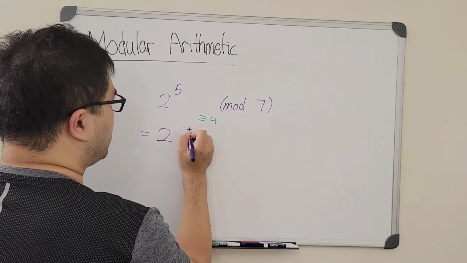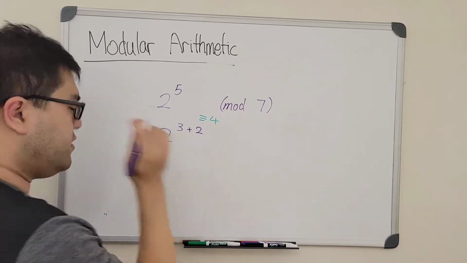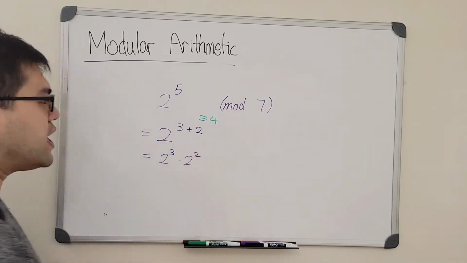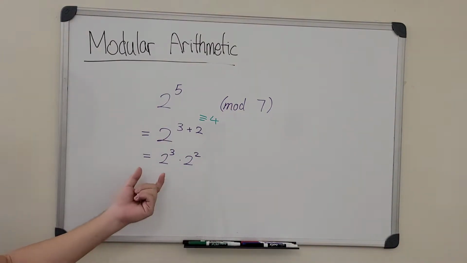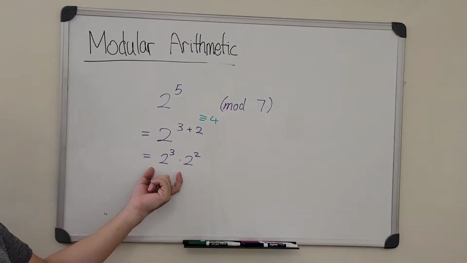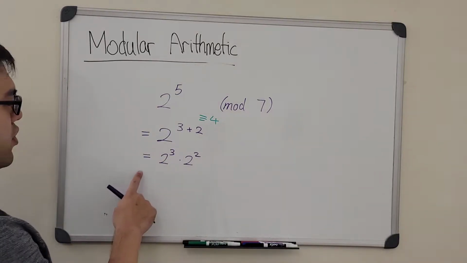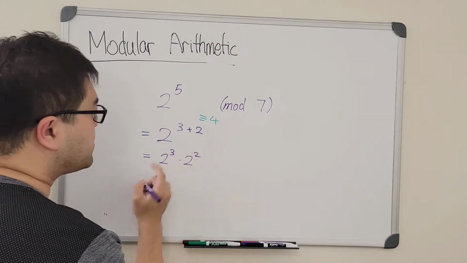So in this case, let's try to break it into 3 plus 2, excuse me. Then by regular calculation, we will be able to break it into 2 to the third power times 2 to the second power. And this also holds true in modular arithmetic because we're only taking the product of itself by how many times. And we just said that multiplication works exactly the same between the two different systems. So after we break it into 2 factors, we can now try to first reduce each one.